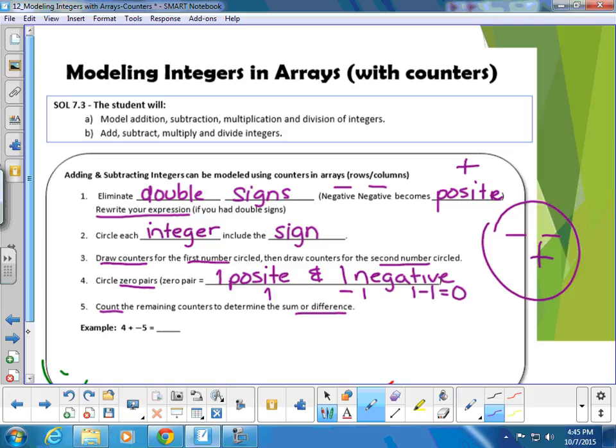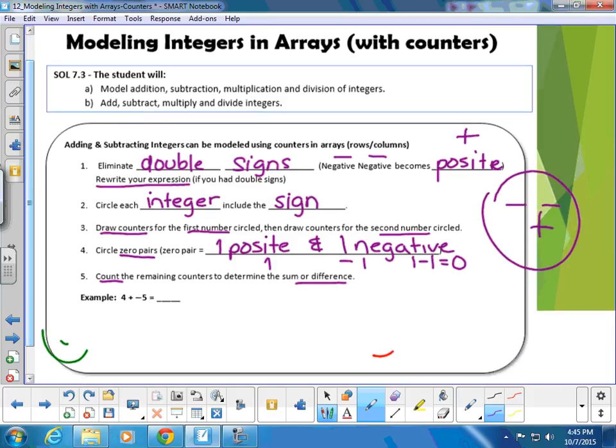So if we look at our practice problem, if I can get it to slide down without jumping on me, we do have double signs, so we're going to use integer Bob. We have a positive and a negative. If we get rid of those, we're left with just a negative. So we rewrite it as 4 minus 5. Circle your integers. So I got a positive 4 and a negative 5.